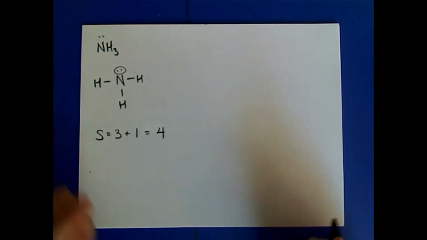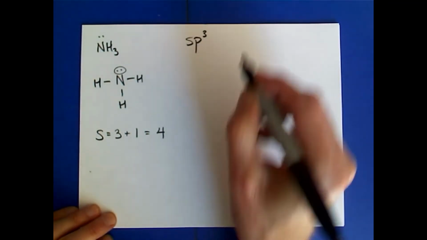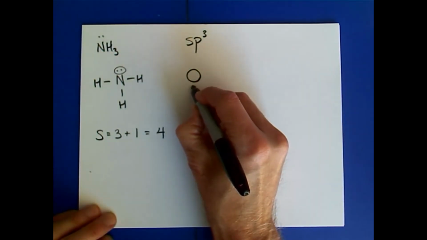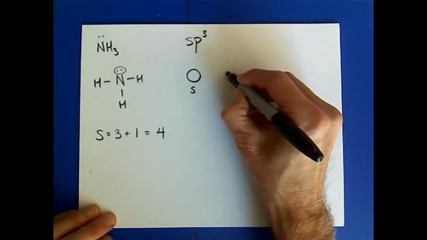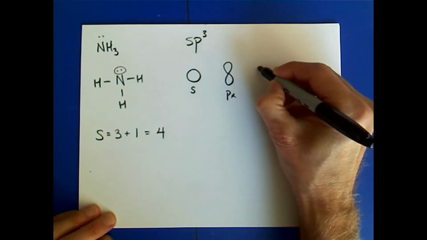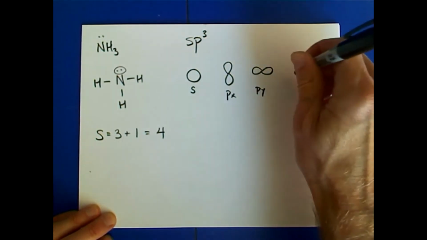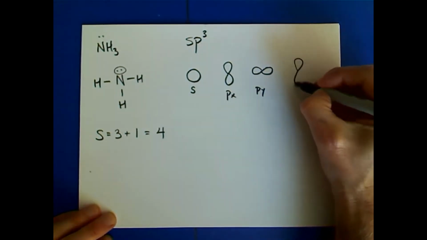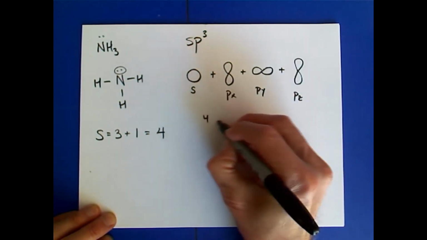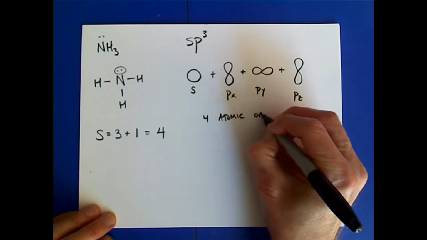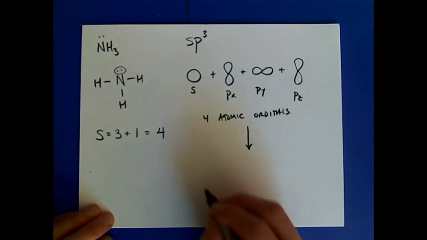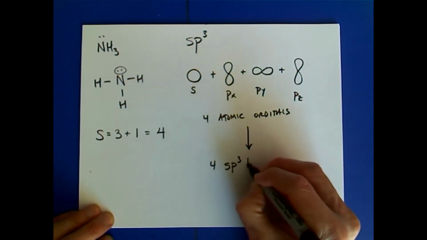In sp3 hybridization, what's going to happen is you're going to take your central nitrogen, and you're going to take an s orbital on the nitrogen, and you're going to take the 3 p orbitals, so px, py, oriented this way. Of course, pz is going to be up and down this way, but I'm just going to draw it this way. So I'm going to add 1, 2, 3, 4 atomic orbitals, and when you add them together, you're going to get 4 sp3 hybrid orbitals.